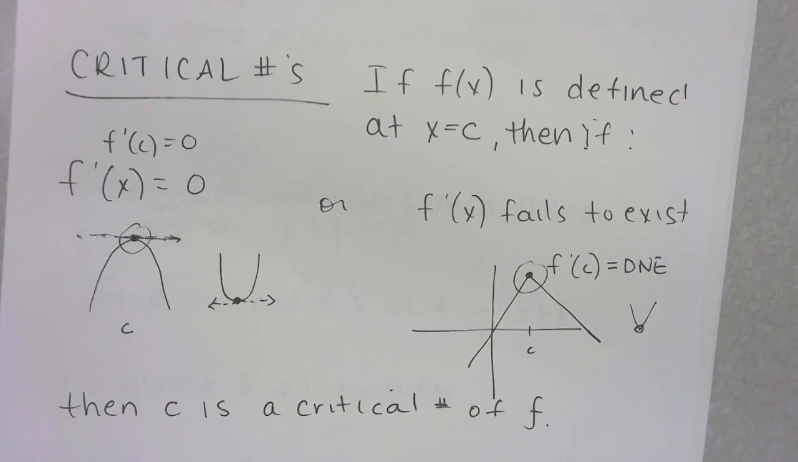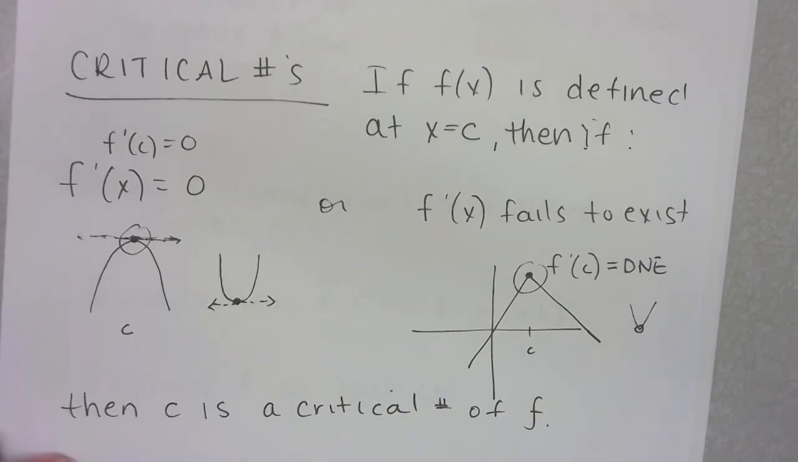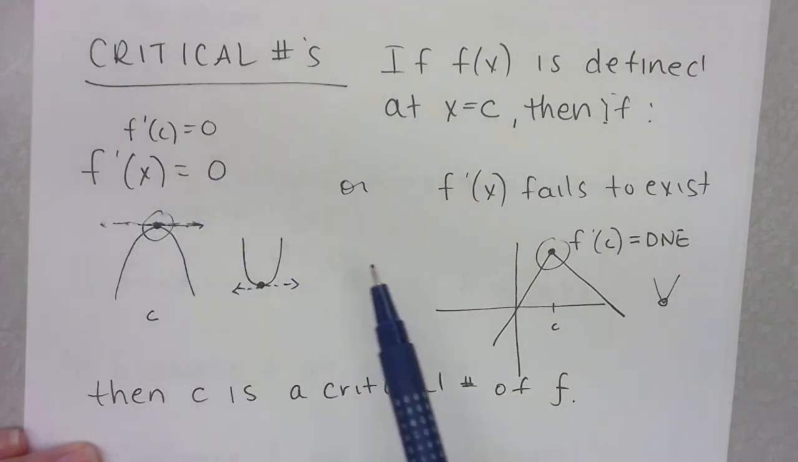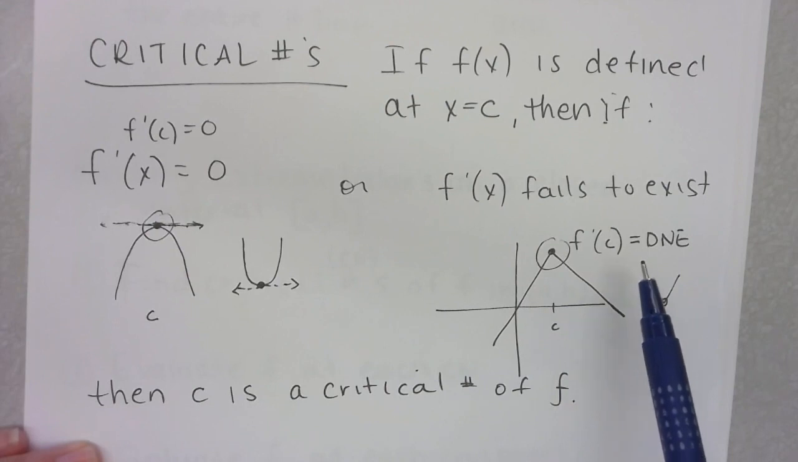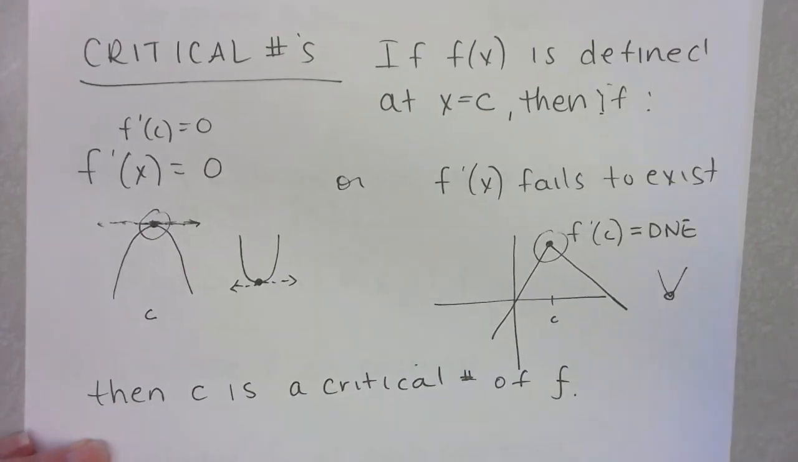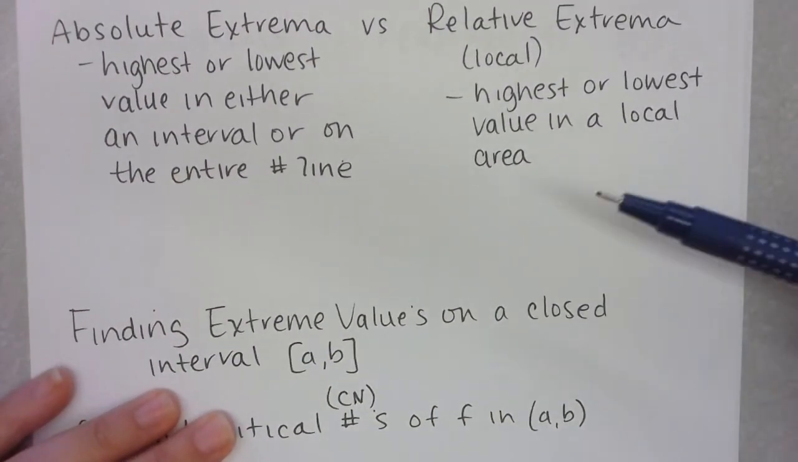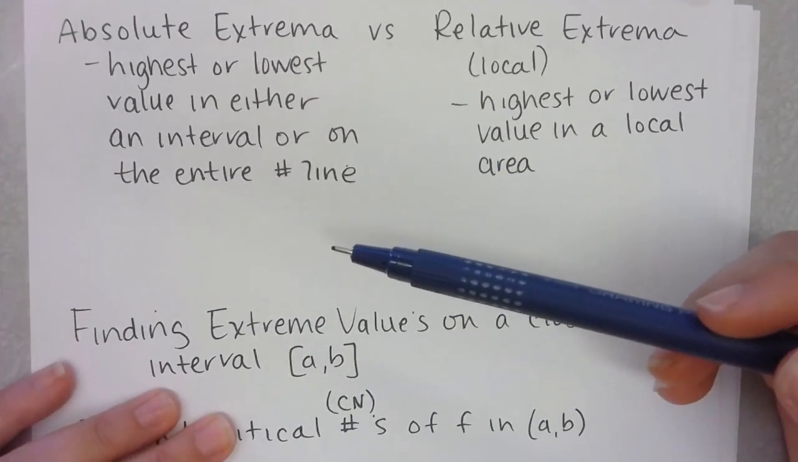So if I'm trying to find the highest and the lowest points on my graph, then I find where the first derivative is either equal to 0 or where it fails to exist. Okay? So any value c that makes that happen, if f prime of c is equal to 0 or if f prime of c fails to exist, then we call c a critical number of f.